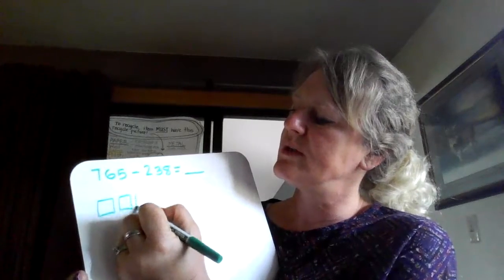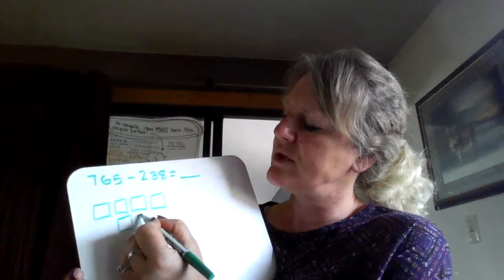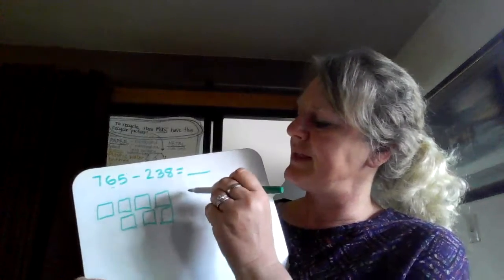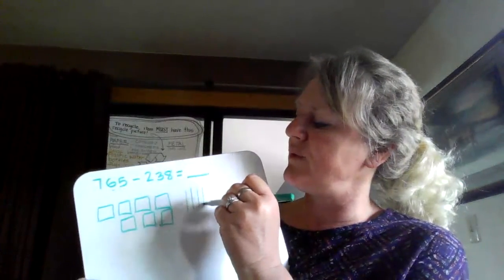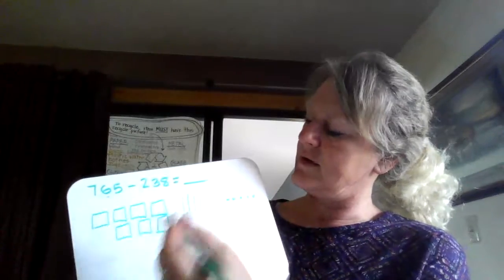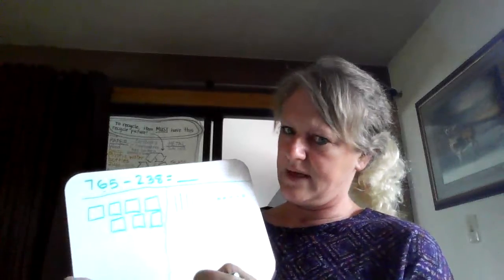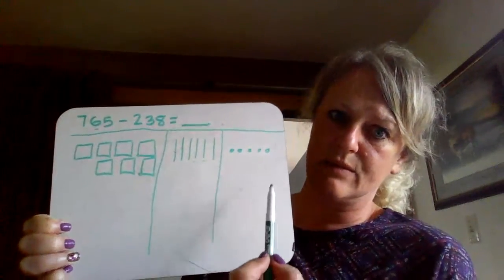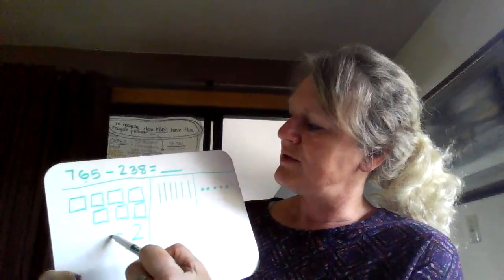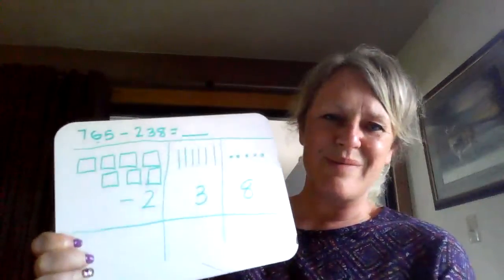100, 200, 300, 400, 500, 600, 700. 10, 20, 30, 40, 50, 60. 1, 2, 3, 4, 5. Now, you can see that I have it in hundreds, tens, and ones. Ones, tens, and hundreds. Okay. I'm going to take away 238. Do you remember? It's been a couple days.